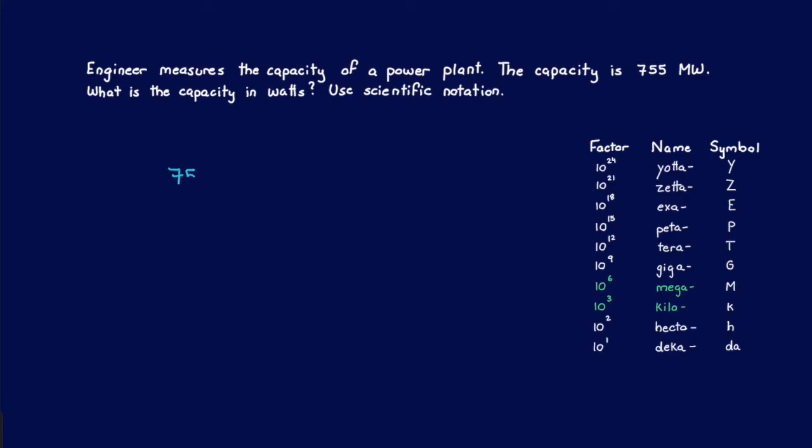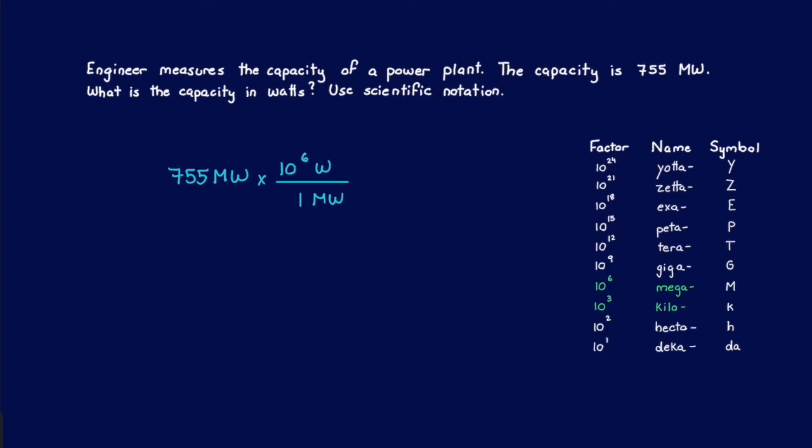755 megawatts. What do they want it in? Just normal watts. So we have to get rid of the prefix, which is mega, right? So let's set up the conversion. 755 times megawatts is going to have to be on the bottom to cancel. So it's going to be 1 megawatt is, take a look at the chart, mega is 10 to the 6. So 1 megawatt is 10 to the 6 watts, right?